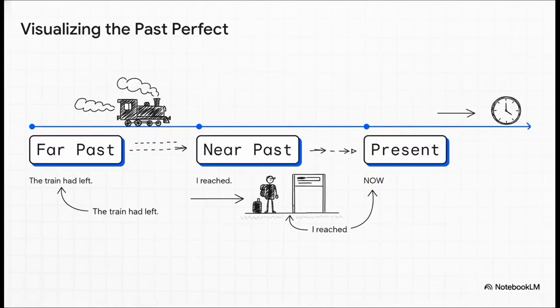Way back in the past, the train leaves. Then, a little later, but still in the past, I get to the station. Using had left, that past perfect, makes that sequence of events crystal clear. Without it, the story's a mess.